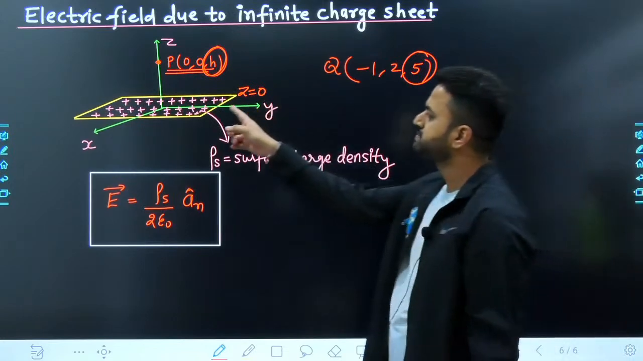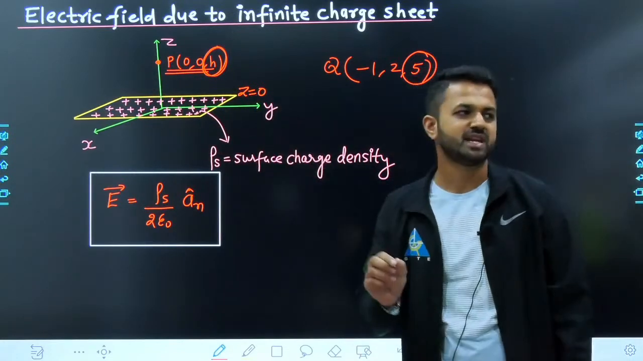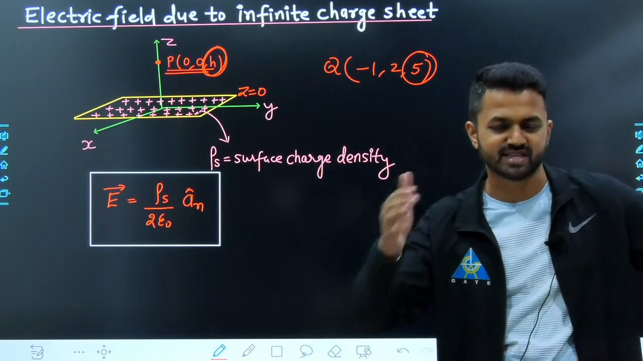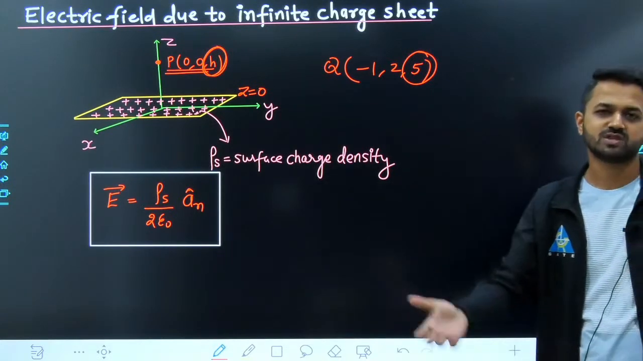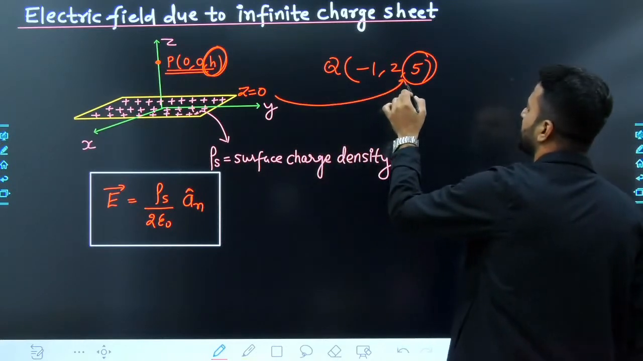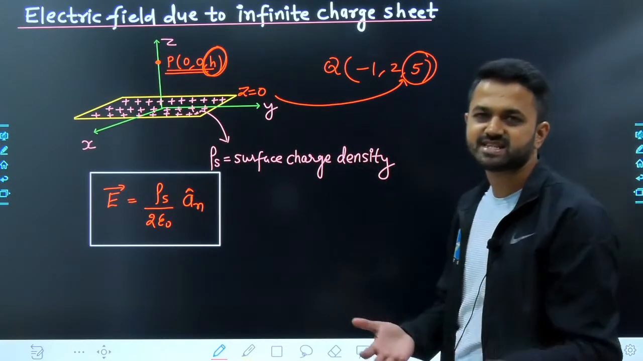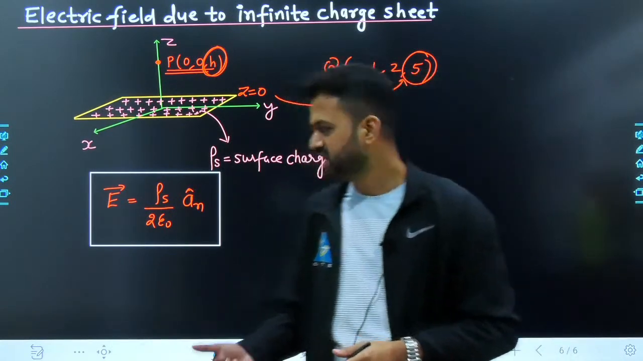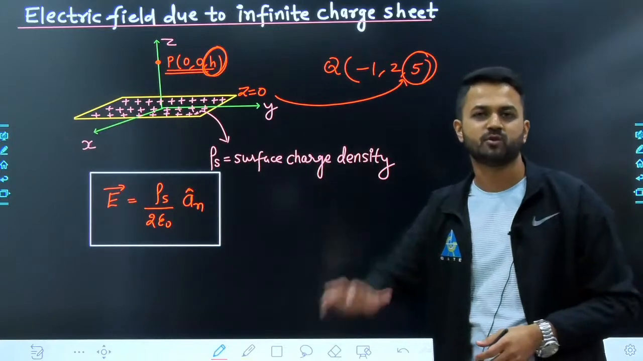So the sheet is placed at z equal to 0. The meaning of an is the unit normal vector from the infinite sheet to the point of interest. That means from z equal to 0 to z equal to 5. When you move from z equal to 0 to z equal to 5, the value of z is increasing. If the value of z is increasing, it means you are moving in the positive direction, then the unit normal vector will be positive.